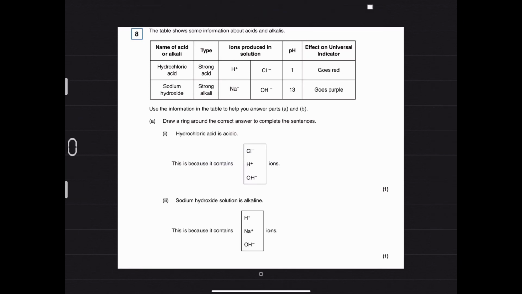So it says here, draw a ring around the correct answer to complete the sentence. Hydrochloric acid is acidic due to H+ ions. Sodium hydroxide solution is alkaline. Now this is something that I haven't gone on to yet. We'll come on to it when we look at neutralization, but you can just be introduced to it here. An alkaline solution is said to be alkaline due to the presence of OH- ions. Okay, so acidic solutions because of the H+ ions, alkaline solutions because of the OH- ions.